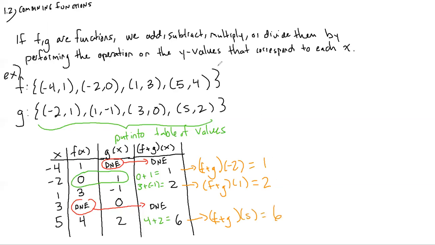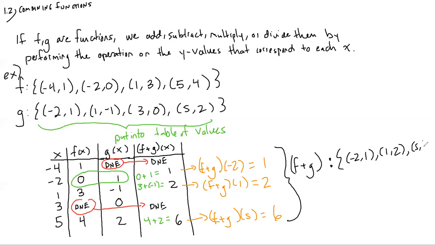And then the last one, I'd have f plus g of 5 is 6. And so if I wanted to put this back in the notation above, I would write f plus g as just this set of points: -2 and 1, 1 and 2, and 5 and 6. And likewise, if I wanted to multiply them, I could do basically the same thing. I might just restart my table there.